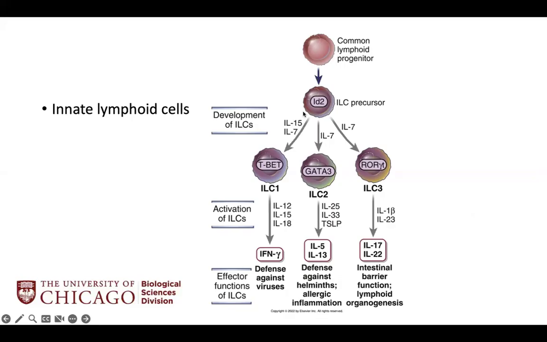If it goes down this T-bet pathway and becomes an ILC type 1, it will secrete interferon gamma and be a primary defense against viruses. If it is GATA3, the same as Th2, but instead becomes an ILC2, it is going to secrete IL-5 and IL-13 and be important in the defense against helminthic parasites and allergic inflammation. And then ROR gamma t, ILC3, still very important for IL-17 and IL-22, which has its effector function at the intestinal barrier.